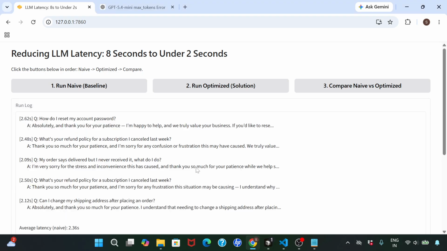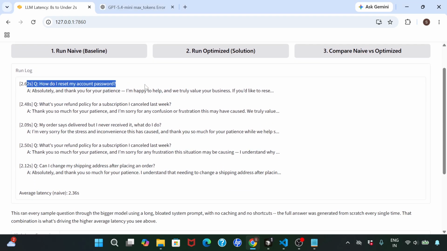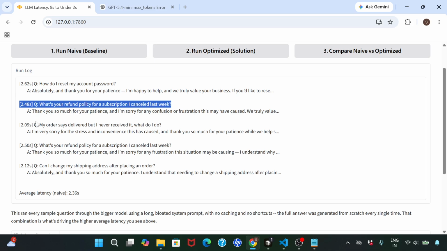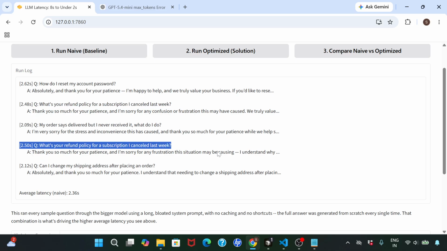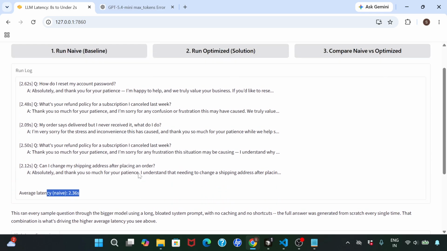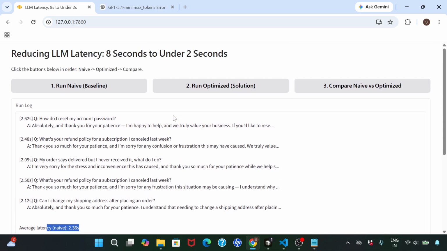Now you can see here, how do I reset the account? It took 2.62 seconds and it got the answer. This question took 2.48, this 2 seconds, this 2.5. Relatively it is small. On average, it is about 2.36 seconds. So this is good, but we are not using such a huge prompt, we are using simple prompts. We just want to show you a demo, we're not doing production grade, but still you will see the difference.